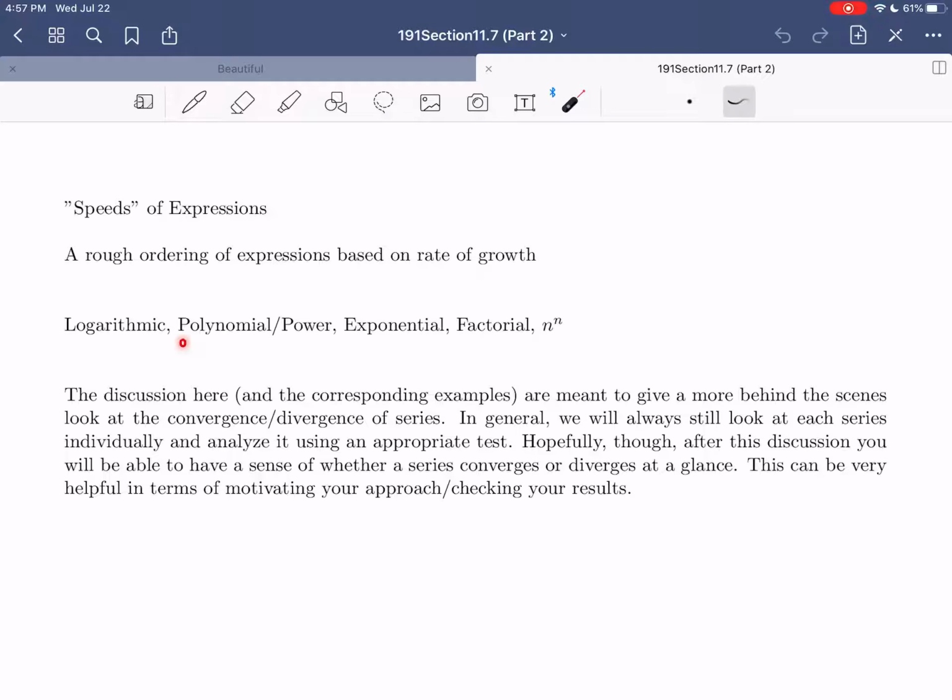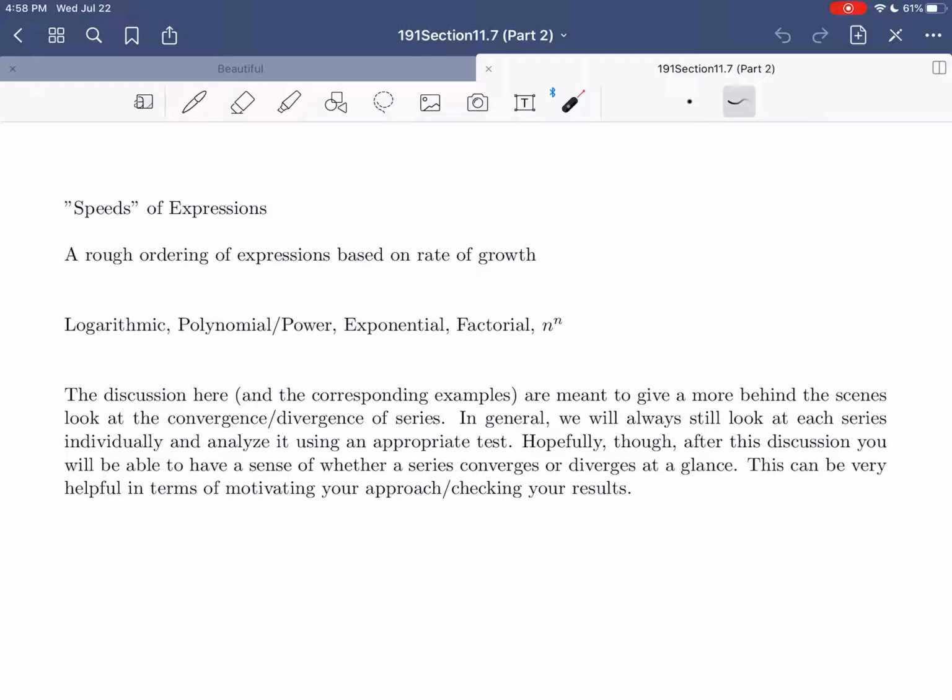Then, faster than polynomial and power expressions are exponential expressions, things like 2 to the n or e to the n, where the base is unchanging, but the exponent grows. Once again, what we mean by that is if you pick a really large number, like 100 or 1,000, and you square it or you cube it, it gets really big. But if you take 2 to the 100 or 2 to the 1,000, that's much, much larger because exponentials grow even faster than polynomial or power-based expressions.